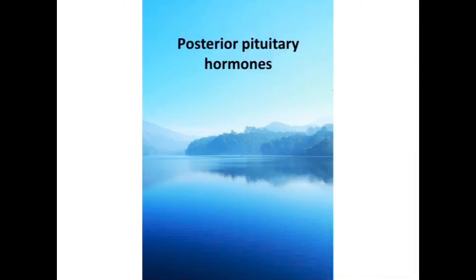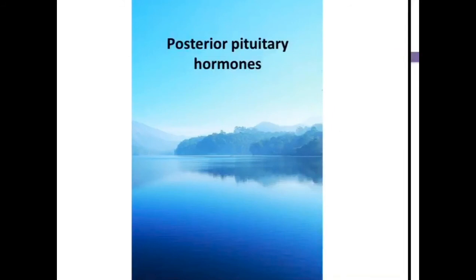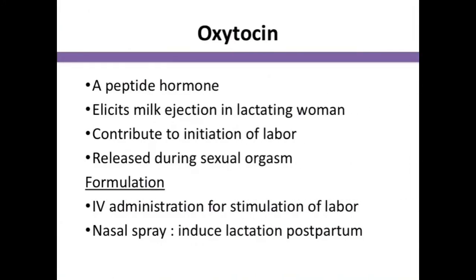Okay, now we will talk about the posterior pituitary hormones. Firstly, oxytocin, which is a peptide hormone. It elicits milk ejection in lactating women. It contributes to the initiation of labor and is released during sexual orgasm. It can be administered intravenously for stimulation of labor, and it's also given via nasal spray to induce lactation postpartum.